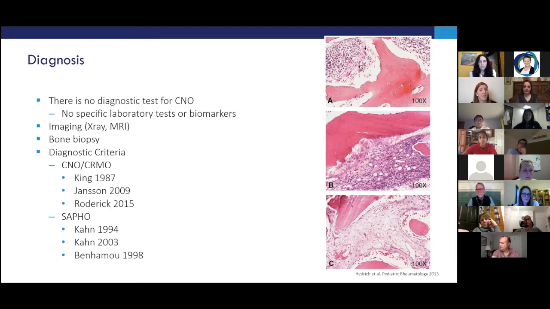There are some diagnostic criteria that are out there. There's the King criteria, Janssen and Rotter criteria for CNO, and then for SAPHO, there's the Kahn criteria and Ben Hamu criteria. Many of these still really need to be validated beyond a single center. And one thing that I'll mention that the group is also doing, we are working with ACR and EULAR, and the group on it is developing classification criteria.